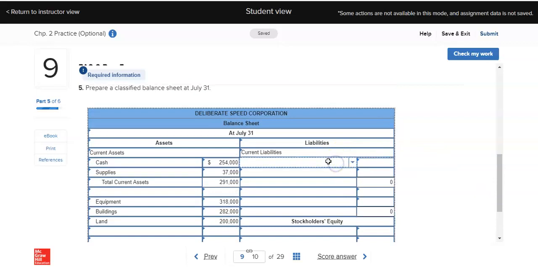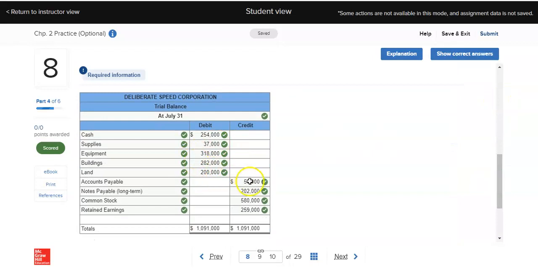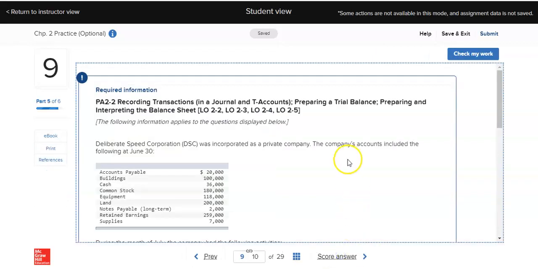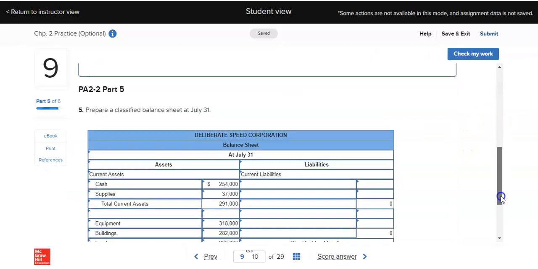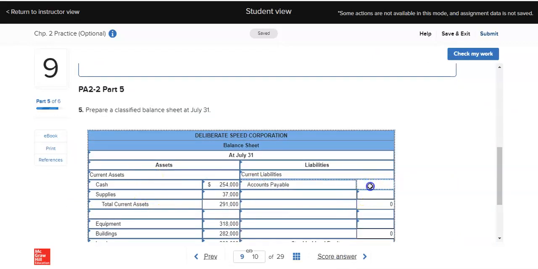Now, current liabilities are liabilities that have to be paid within one accounting year or the operating cycle, whichever is shorter. So let's go back and see what current liabilities we have. We have accounts payable that will be paid within 1 year. Notes payable, that's long term, so that's paid in longer than 1 year. So we only have one current liability, accounts payable. So total current liabilities.